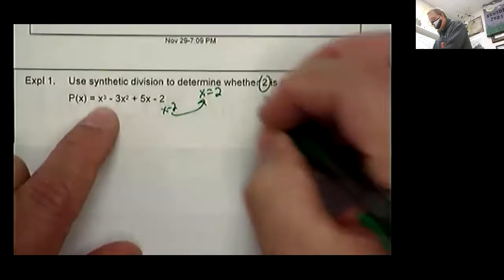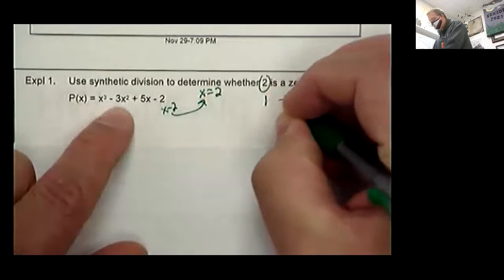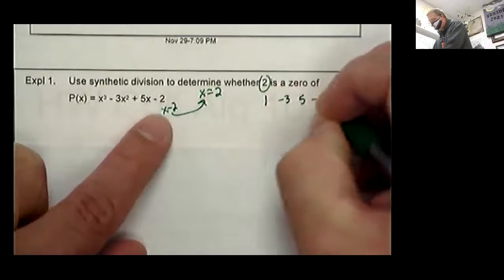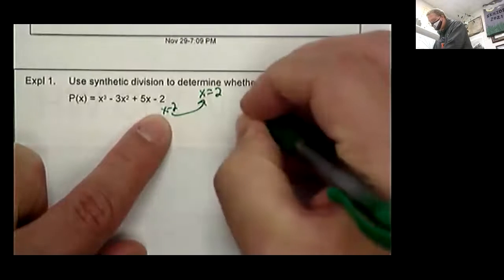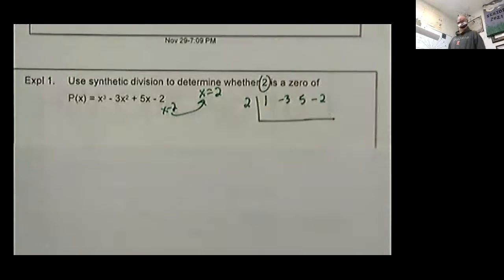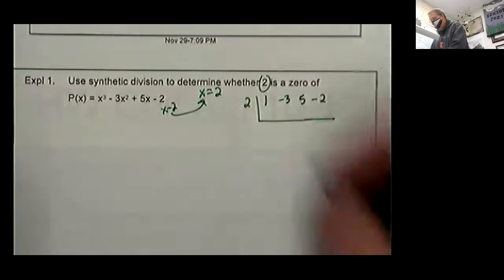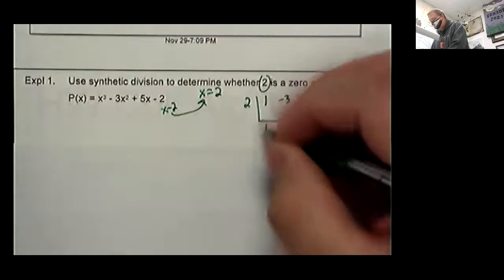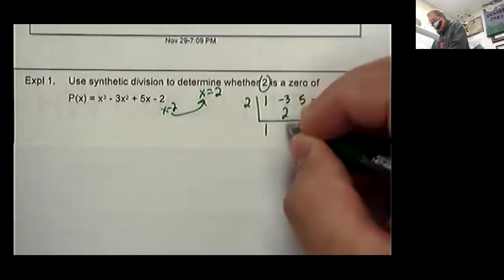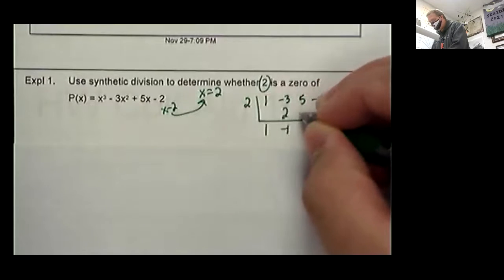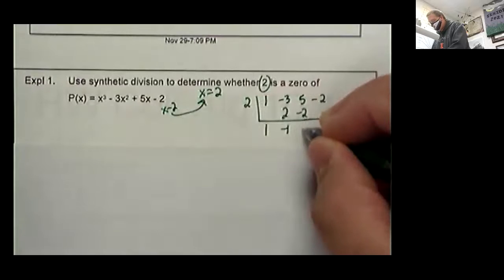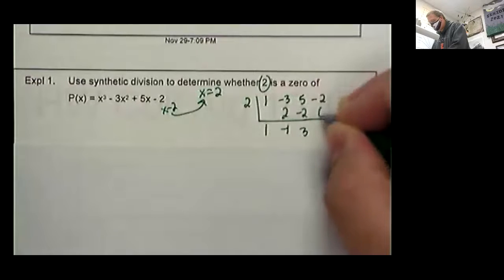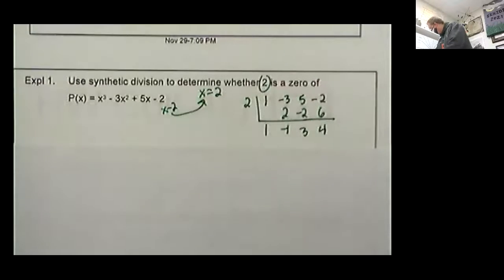We're going to write down the coefficients. So 1, -3, 5, -2. The number goes out front. And we're simply going to follow the rule. The first number drops, and then we're multiplying and adding. So the first number that drops is 1. 2 times 1 is 2. Add 1 is -1, times 2 is -2. Add is 3, times 2 is 6, and we get 4. And that's correct. So we get a remainder of 4.